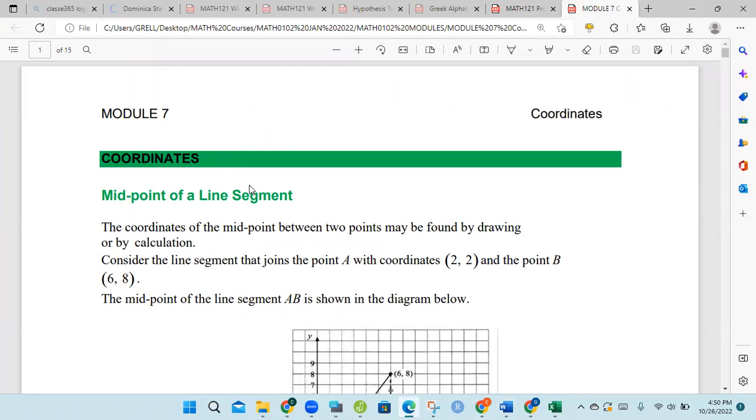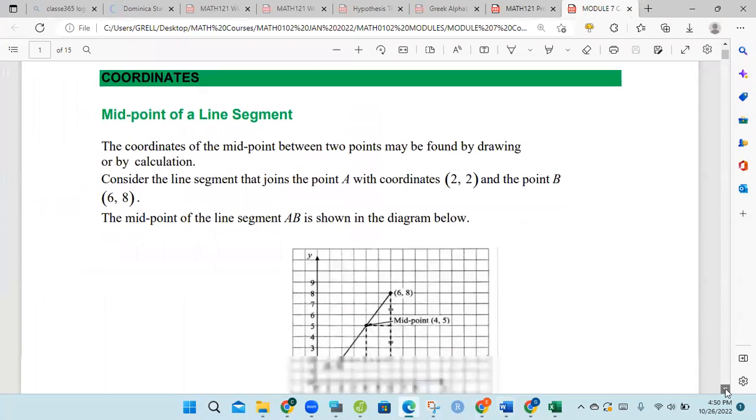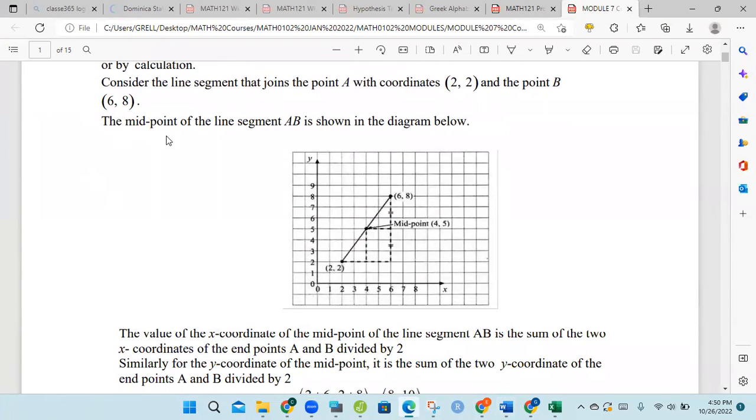It's on coordinate geometry, and here is information concerning the midpoint of a line segment. The coordinates of the midpoint between 2 points may be found by drawing or by calculation. Consider the line segment that joins the point A with coordinates (2, 2) and the point B with coordinates (6, 8). The midpoint of the line AB is shown in the diagram below. The midpoint speaks for itself: it is the point that is in the middle of the line that joins the 2 points, (2, 2) and (6, 8).